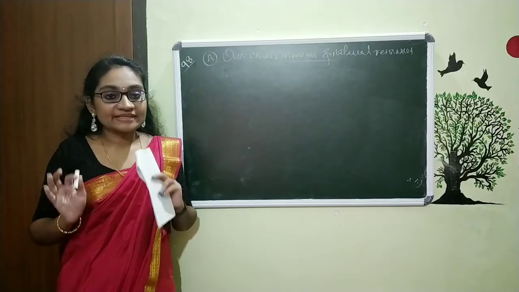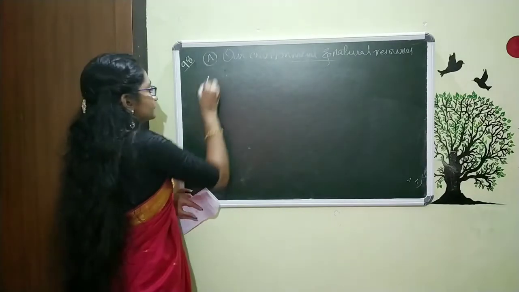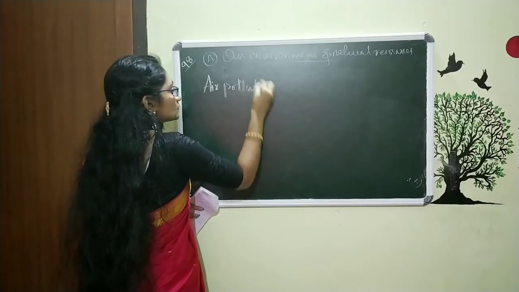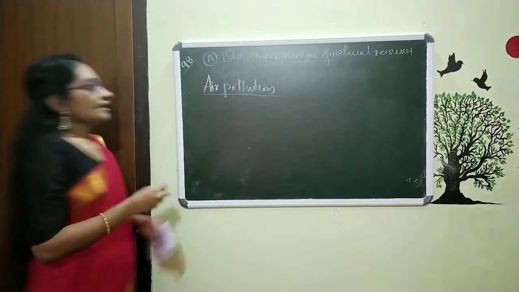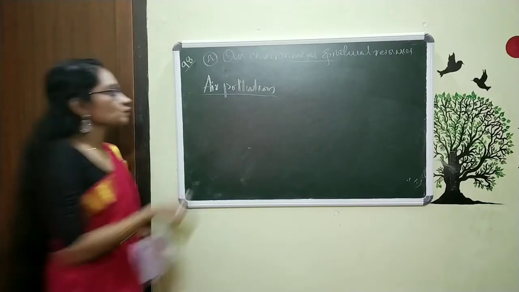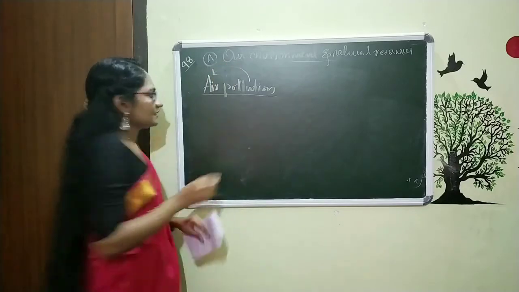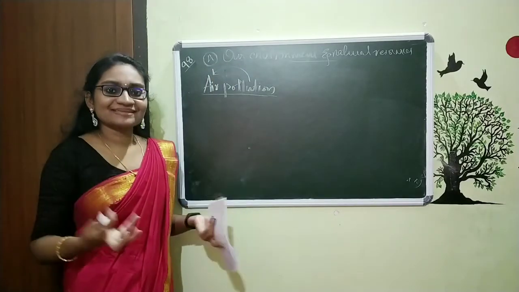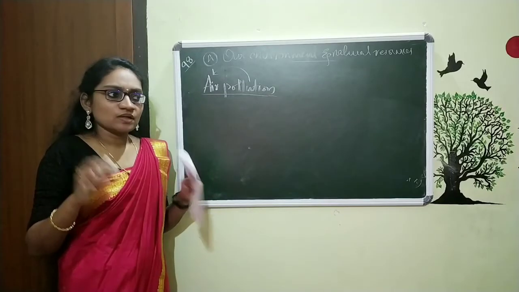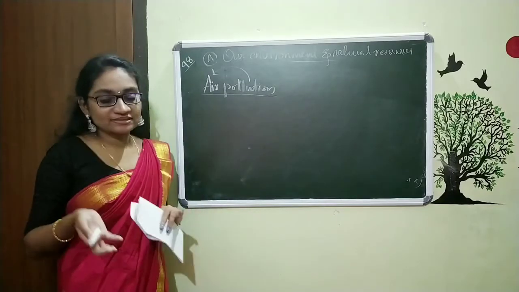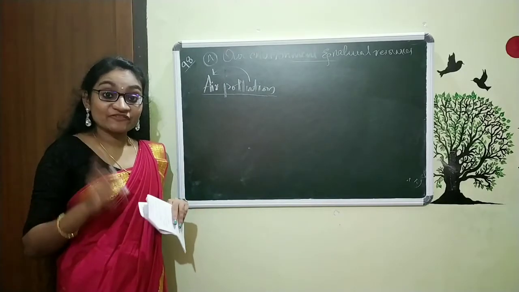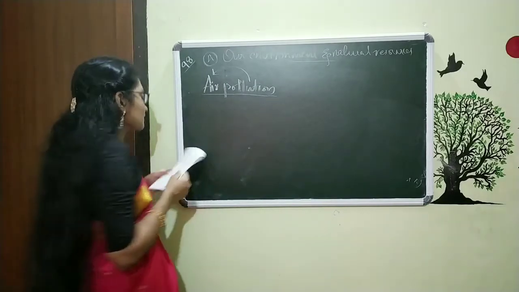Now we are going to study in detail about air pollution. Air pollution. That means some sort of pollution goes to air. That means we are mixing some sort of waste or some harmful gases or particles to air. That is simply how we can say air pollution. Now we are going to study the definition for air pollution.